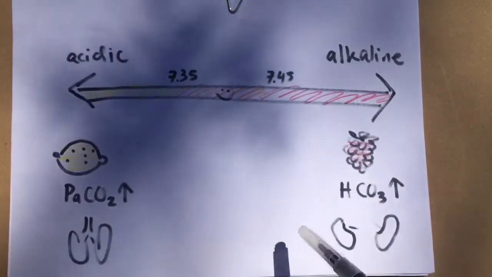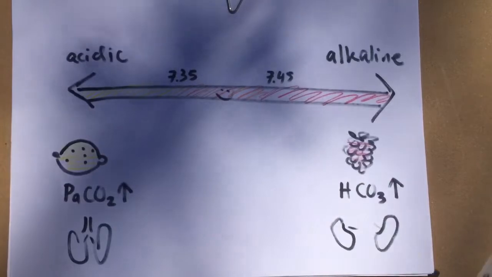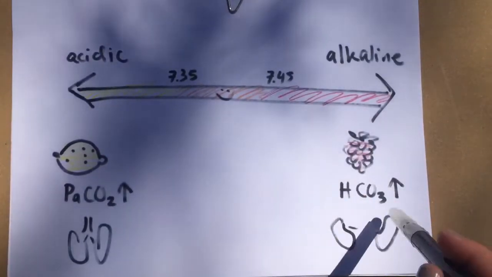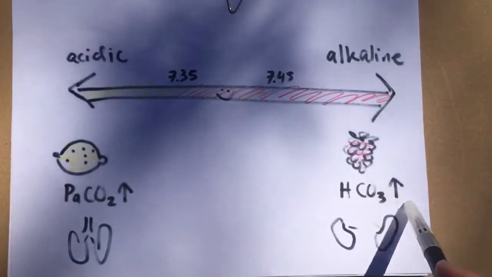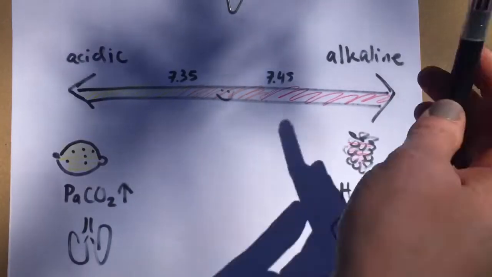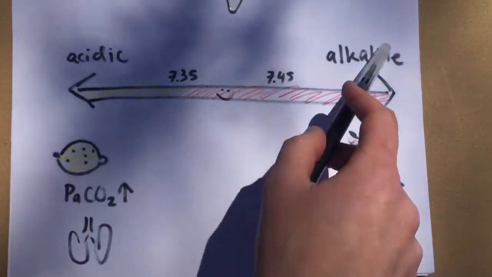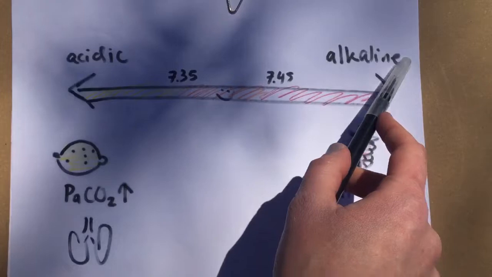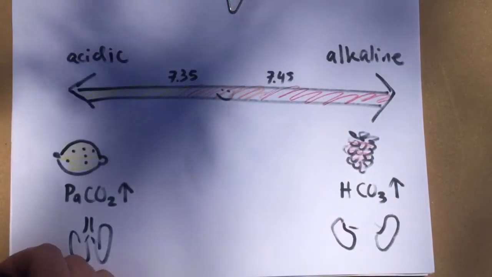So bicarb goes up when you eat a lot of berries, which are bitter. We'll pretend that HCO3 is a bitter berry, and when you eat too many, you get bitter blood, alkaline, and it's going to be greater than 7.45.